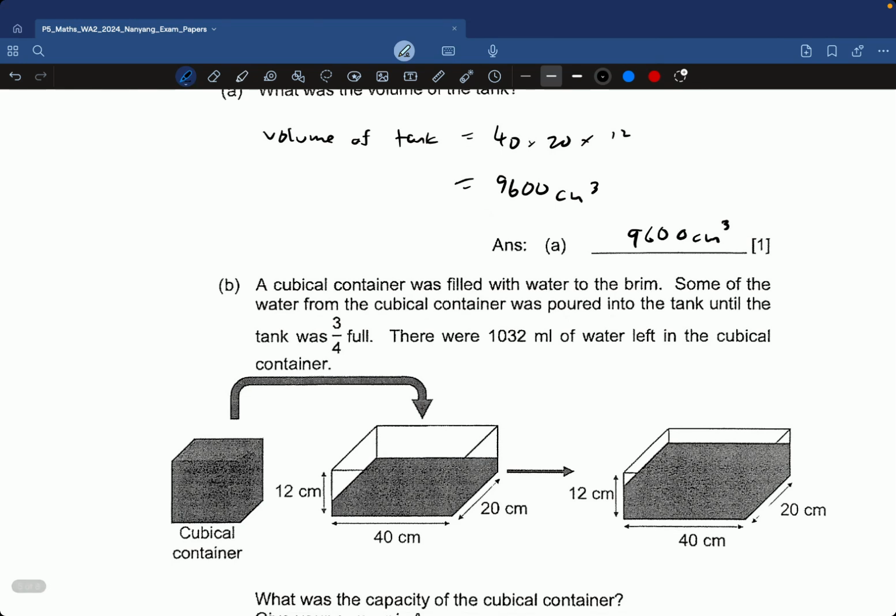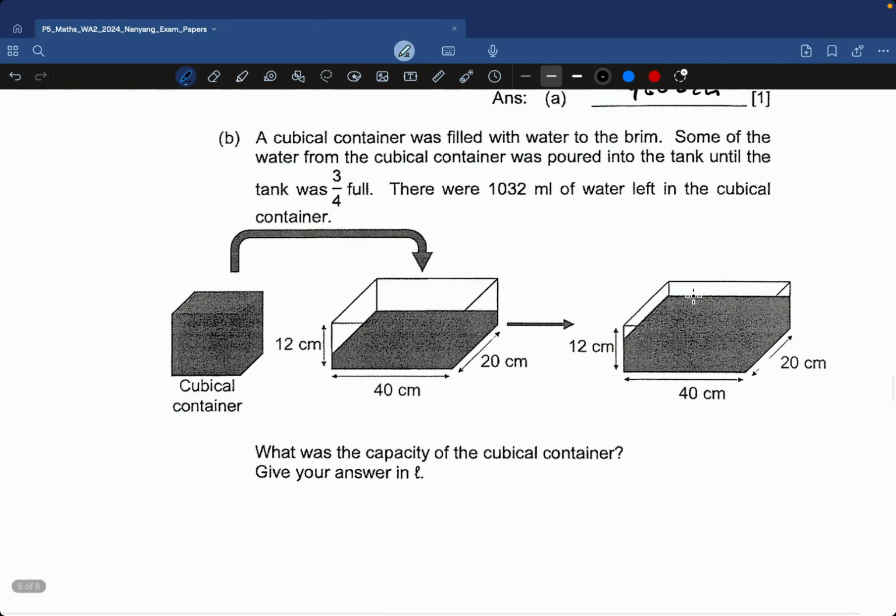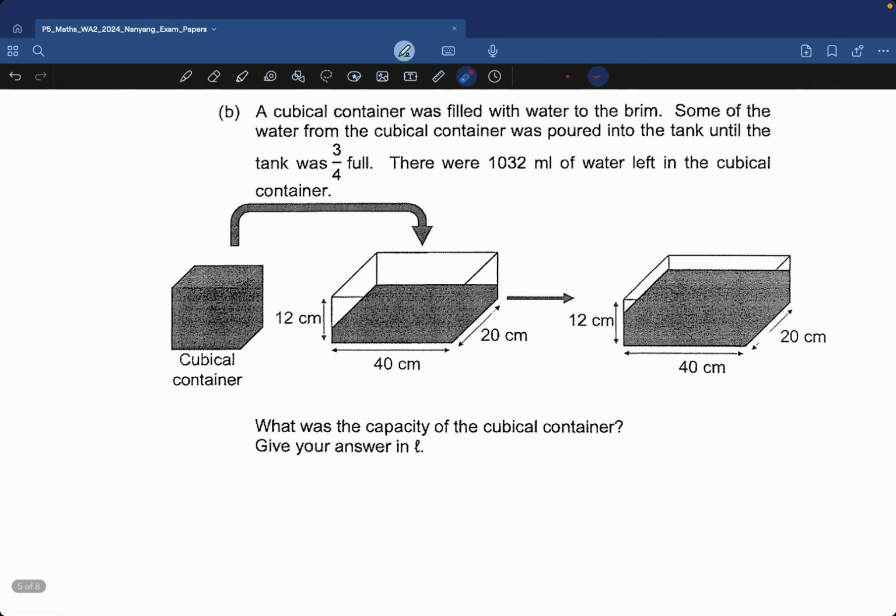Let's move on to the next question. Question B for question 5. Right, so a cubicle container was filled with water to the brim. Some of the water from the cubicle container was poured into the tank until the tank was 3 out of 4 full. There were 1,300 milliliters water left in the cubicle container, right? What was the capacity of the cubicle container? Give your answer in liters.